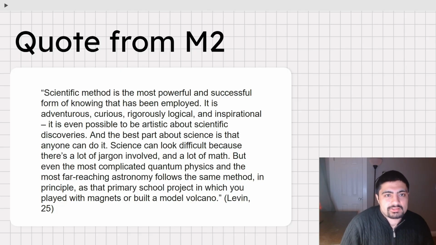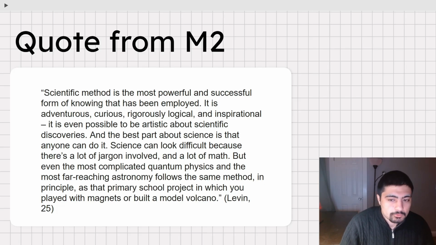Now I want to work with some quotes from the textbook I really liked. One quote I found from the textbook is, "Scientific method is the most powerful and successful form of knowing that has been employed. It is adventurous, curious, rigorously logical, and inspirational. It is even possible to be artistic about scientific discoveries." And I love this artistic word because math is just about being artistic. And the best part about science is that anyone can do it, which I totally agree.